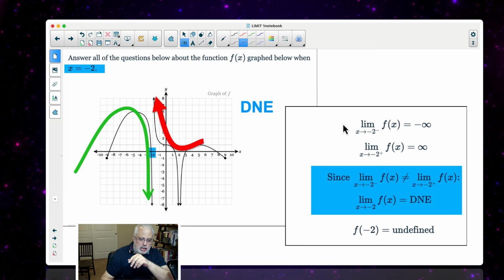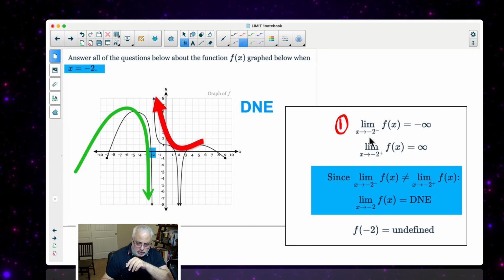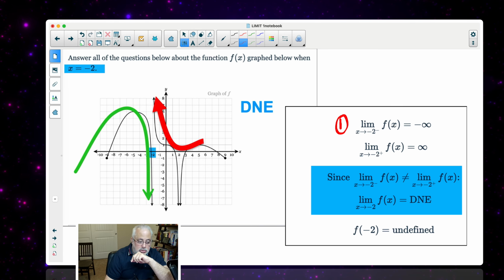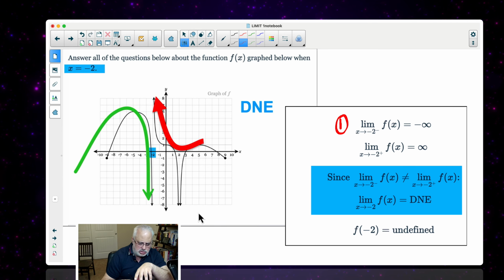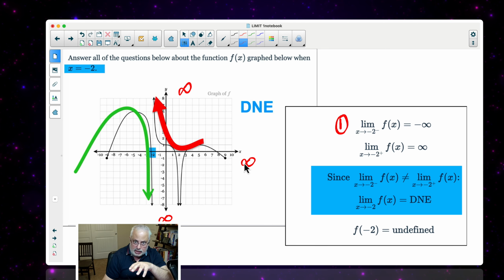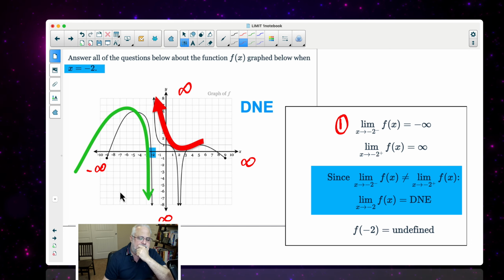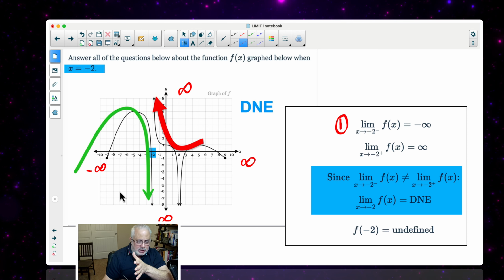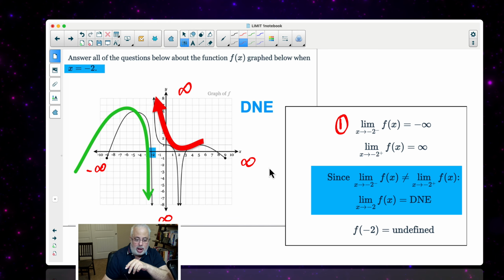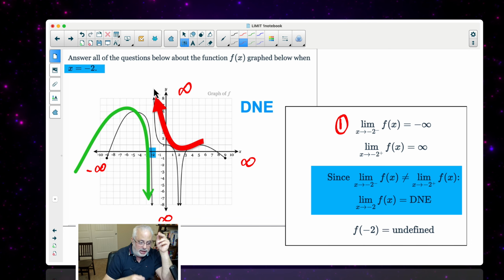Is this what you see here? When the function is approaching -2 from the left, the function is going to minus infinity. This is minus infinity. This is infinity along the y-axis. This is infinity along the x-axis. This is negative infinity along the x-axis. And look, when you check the limit of the function when x is approaching -2 from the right, -2 plus, we notice that the function is going to infinity.